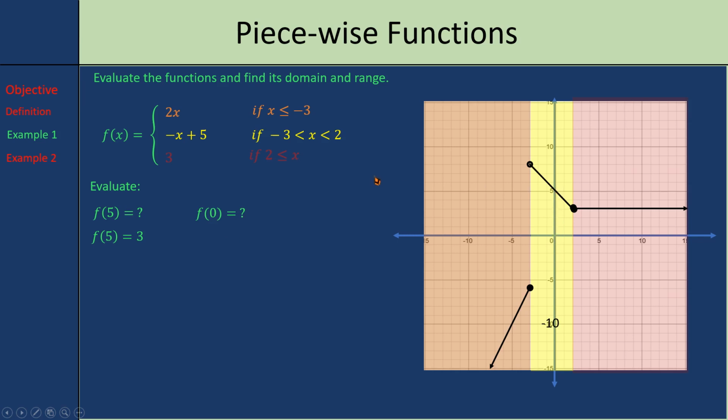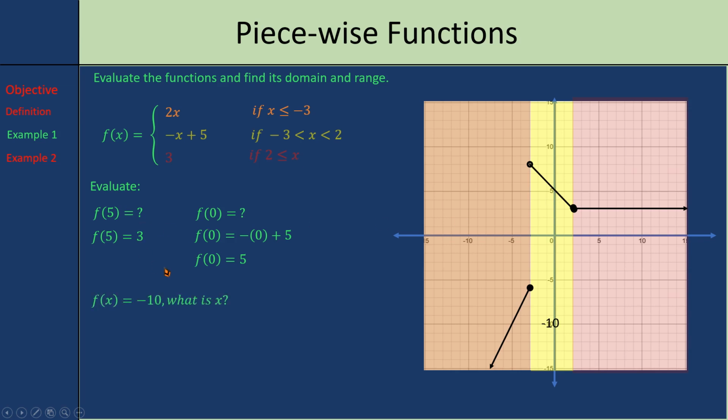If you don't have the graph and you look at the equation, where is 0 going to be? Is 0 less than -3? No. Is 0 between -3 and 2? Yes. So I can look at the yellow one, right? And I use this equation, the yellow equation. So f of 0 is going to be 0 goes in for x plus 5, which gives you 5, which corresponds to the graph. Okay.